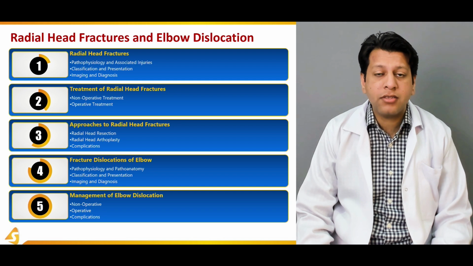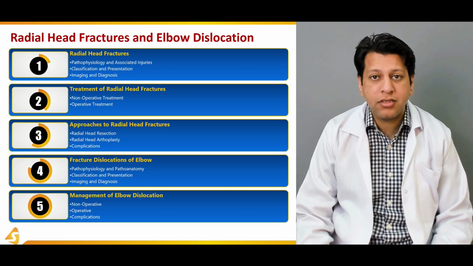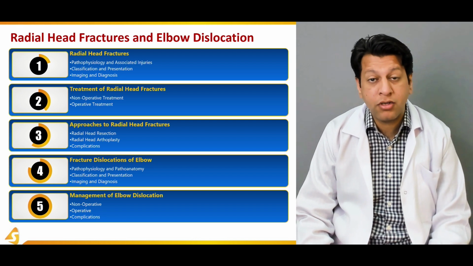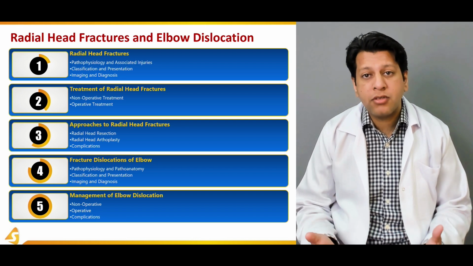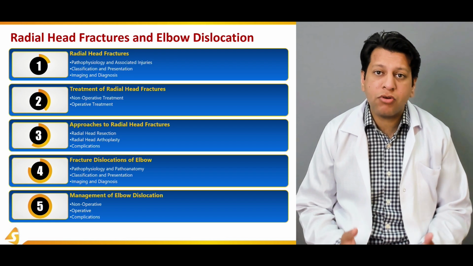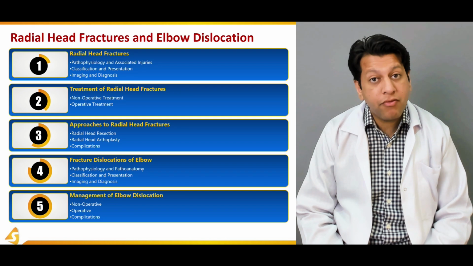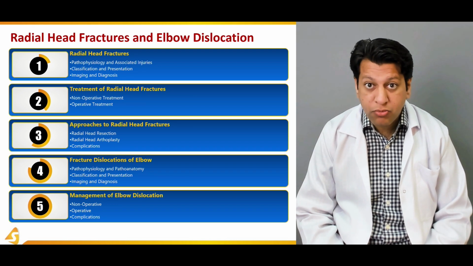First, we'll be discussing details of radial head fractures, their management and approaches. Then we'll be moving on to the elbow dislocations, which could be very simple dislocations, or could be complex dislocations associated with multiple fractures. We'll be briefly touching upon the terrible triad in the elbow as well.